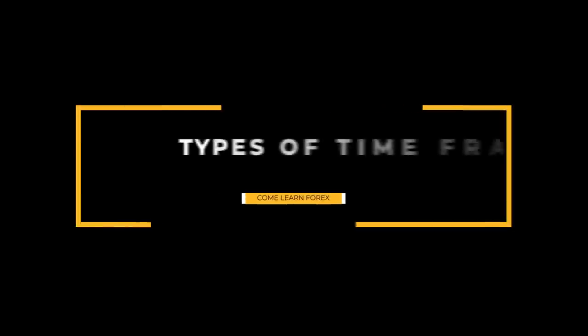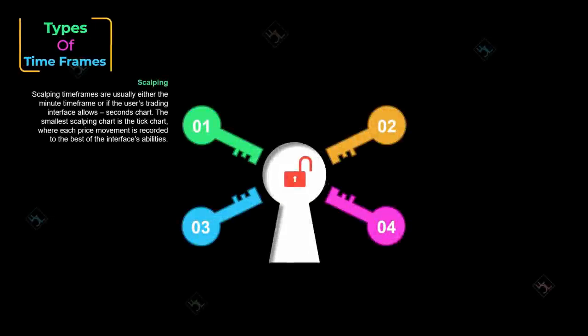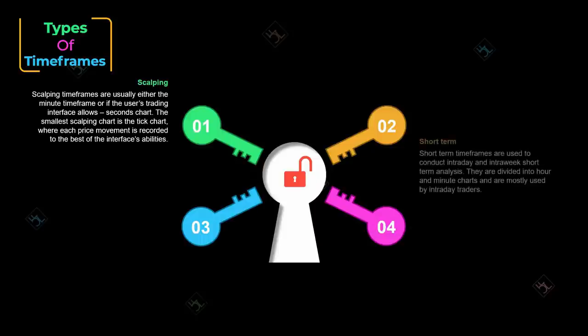So let's have a look at what types of timeframes there are. First, there's the smallest ones, the scalping timeframes. They are usually either the minute timeframe or, if the user's trading interface allows it, the seconds chart. The smallest scalping chart is the tick chart, where each price movement is recorded to the best of the interface's abilities. Then, there's short-term timeframes, which are used to conduct intraday and intra-week short-term analysis.